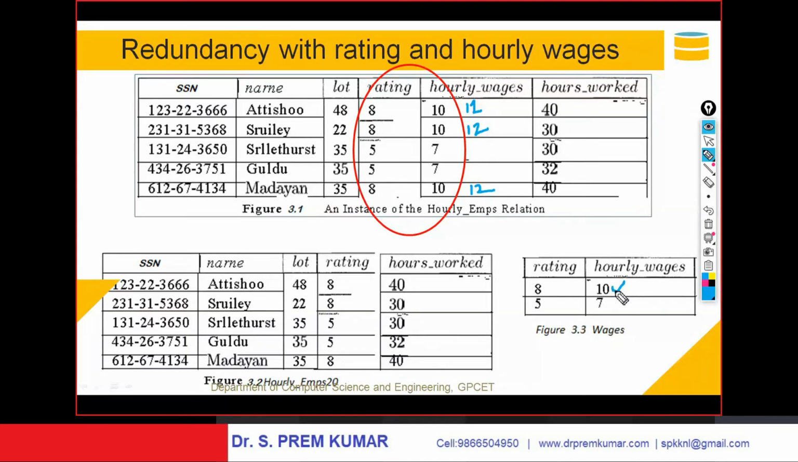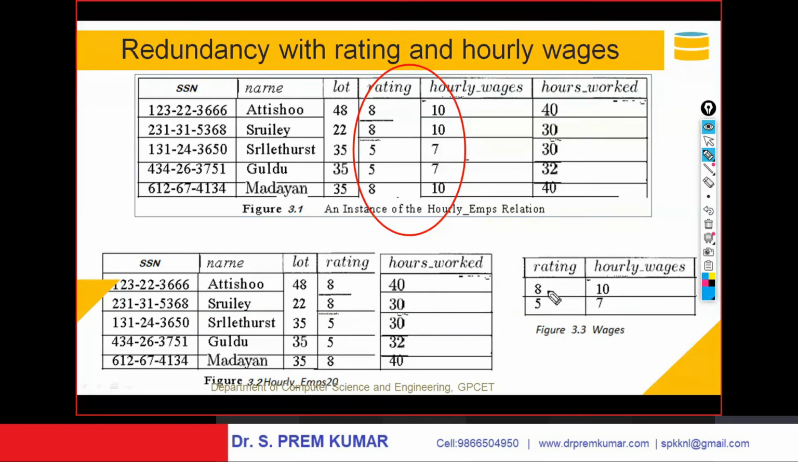Wherever there is a rating of 5, we need to pay $7. Wherever there is a rating 8, we need to pay $10. Right. Now I decompose the table, I just decomposed the table into two units. By this, you can avoid redundancy.